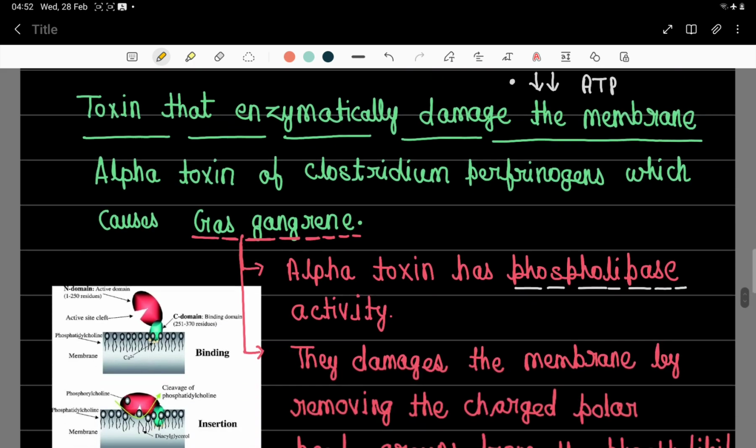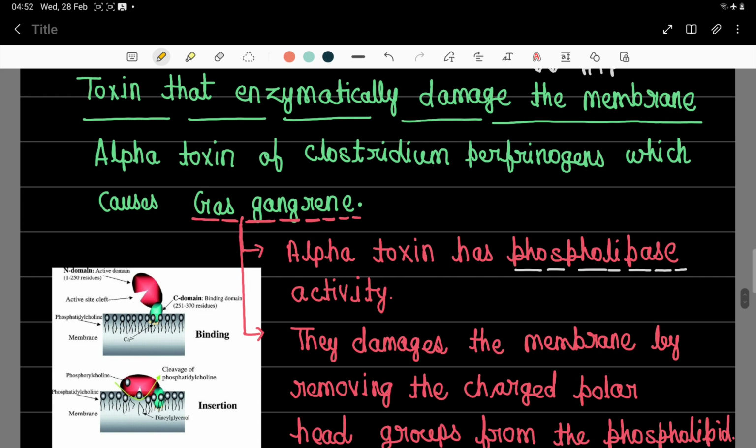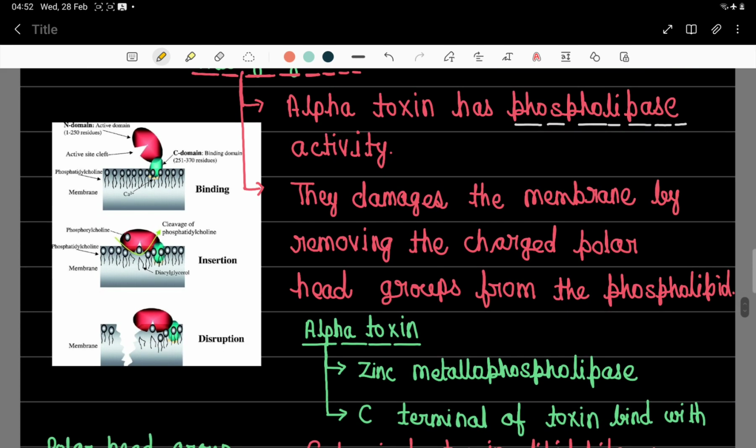Another way is by damaging the cell membrane enzymatically. An example is alpha toxin of Clostridium perfringens. Clostridium perfringens causes gas gangrene. How does it work? Actually, this alpha toxin has phospholipase activity.